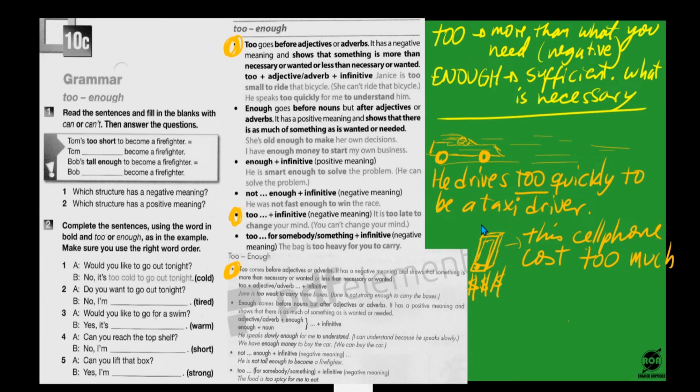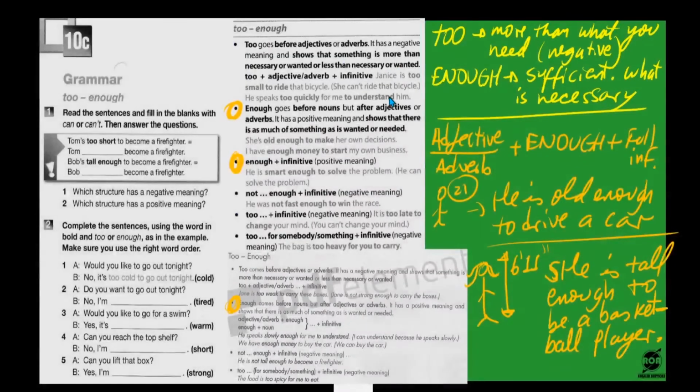This is a cell phone. Imagine it's a very old cell phone, or it could even be modern. But the point is that if you notice, it has 3 money signs, which means the price is a lot. So this cell phone costs, it's missing an S here, this cell phone costs too much. Okay, good. So now let's move forward to enough.